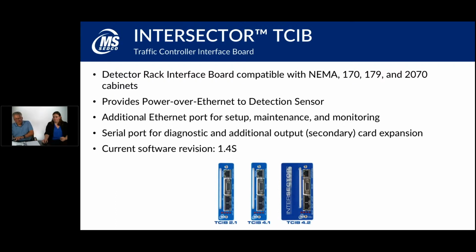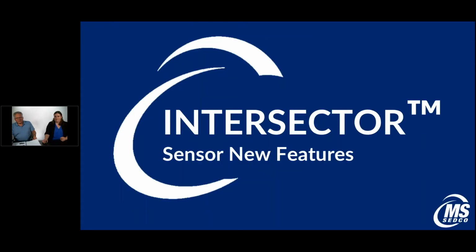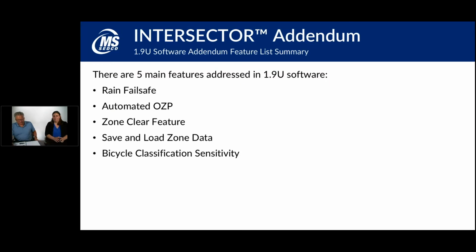Our Intersector has many new features, and Jessica will explain those features. The 5 main ones that we're going to talk about today include rain failsafe, automated OZP, zone clear feature, save and load zone data, and bicycle classification sensitivity.